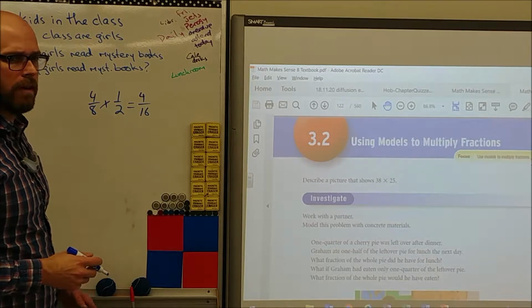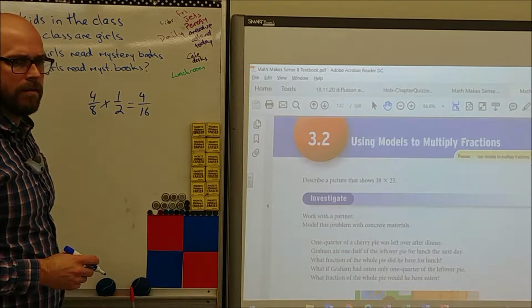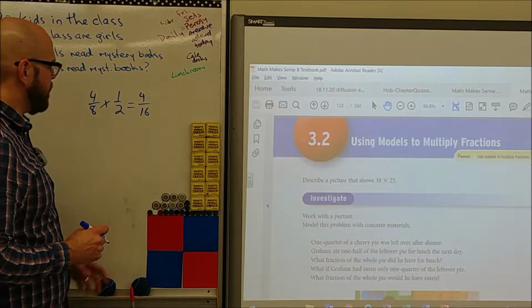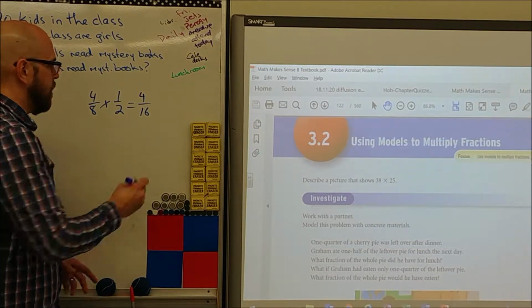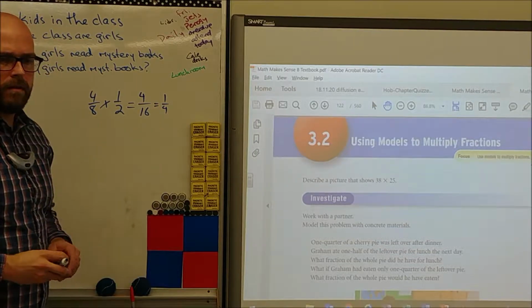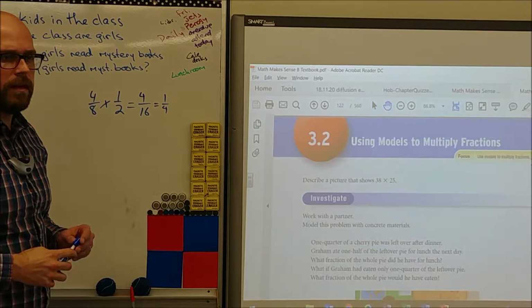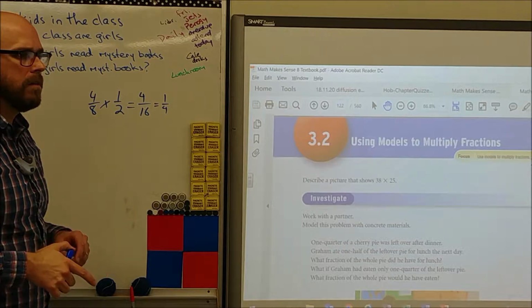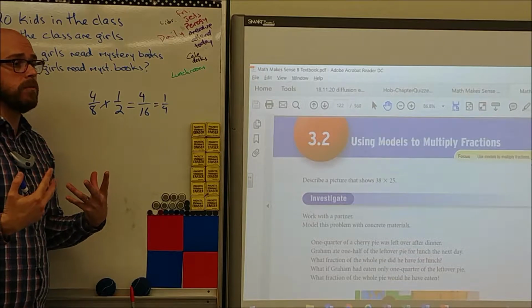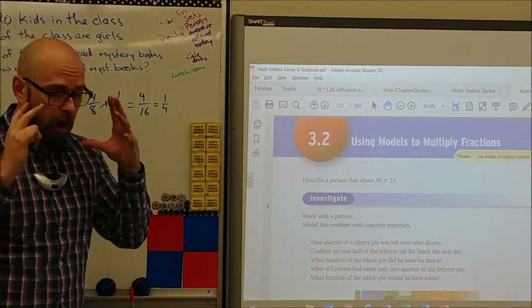How do I know if it's right? I could simplify it. Okay, let's simplify it. How do I know if it's right? How do you know if anything is right in math? Yeah, estimate. So I'm going to estimate and ask myself, is it reasonable? And you should always do that.